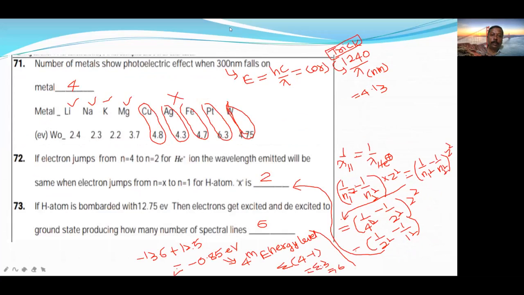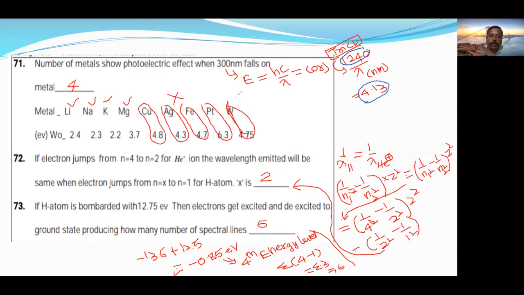Okay, next one is here. Again, same trick. See, here also it is applicable, 12400. But there it was angstrom, now here it is nanometer. That's why 1240. Answer will be in electron volt. Whenever energy needs to be converted, the answer is in electron volt.